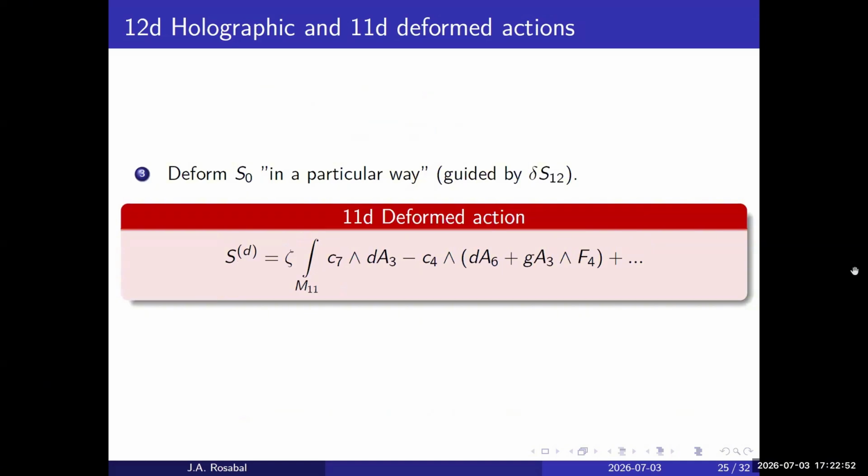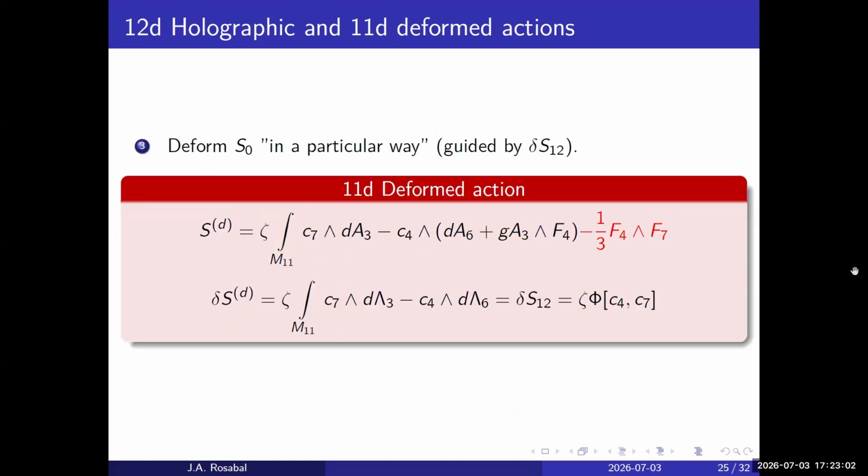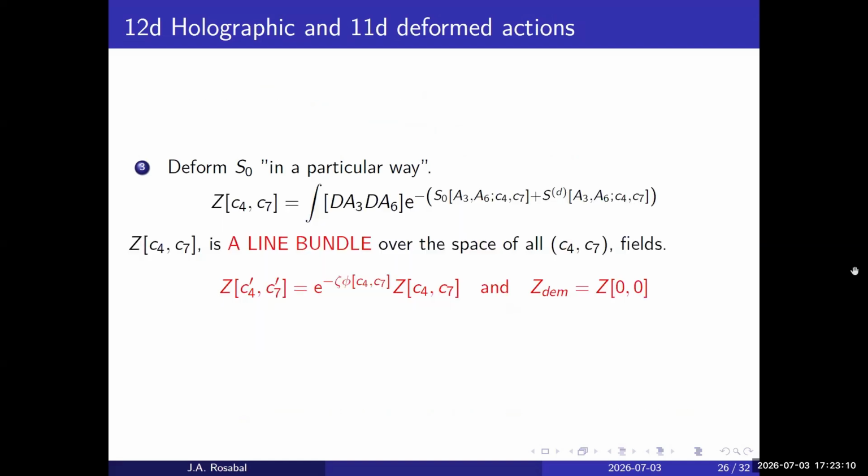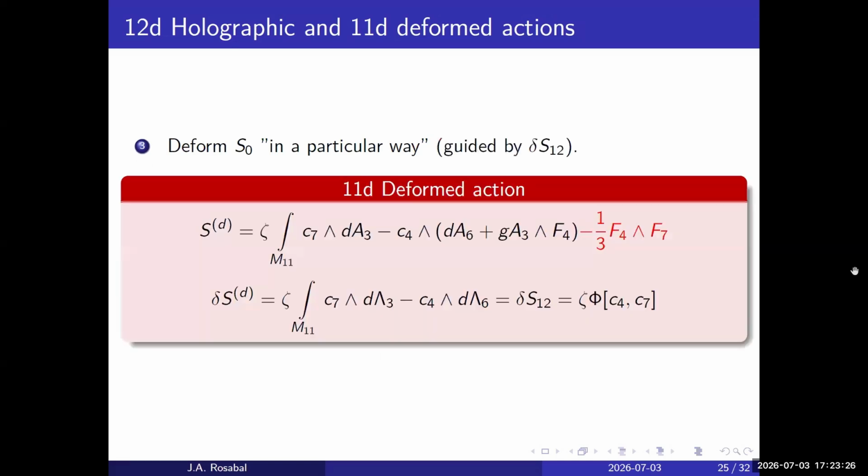Guided by this transformation, I can find the 11-dimensional deformed action. And by using this action, now the combined, no, there is one more term. This is why I had to change one of the constants. But by using this action, now I can have, you see, the S0 plus the deformed action in 11D. And by computing this, I know that this object, because of this part, is gauge invariant. However, this part is not gauge invariant. This part transforms like this, which transforms exactly as the 12-dimensional action.